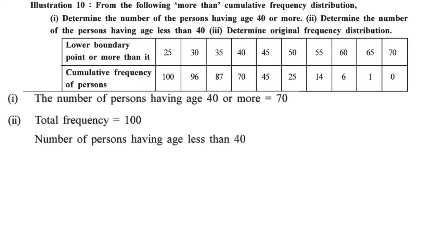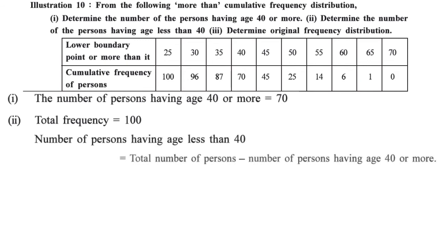And number of persons having age less than 40 is total number of persons minus number of persons having age 40 or more. How we are going to calculate this? So we are going to do a reverse process. We know that people with age 40 or more is 70 and total people are 100. So from total people we are going to deduct people with age more than 40, and that way we will get people with the age less than 40, and the answer here is 30. So 30 people have age less than 40. This is the reverse process.